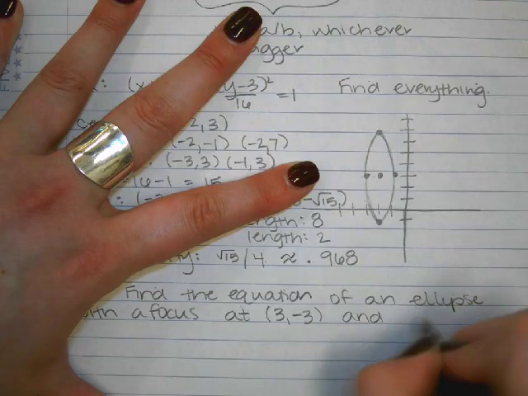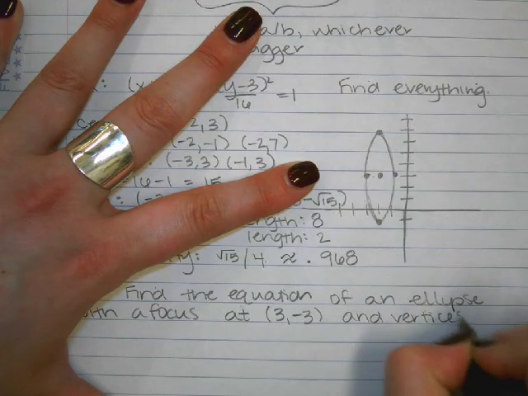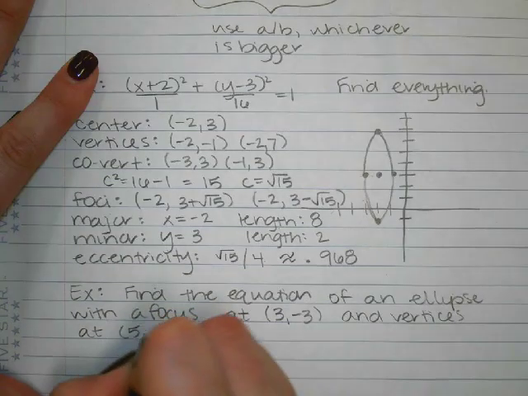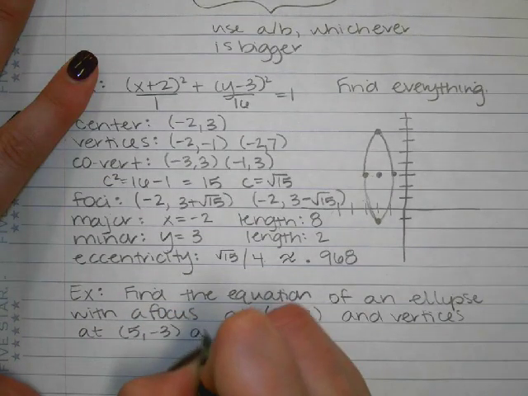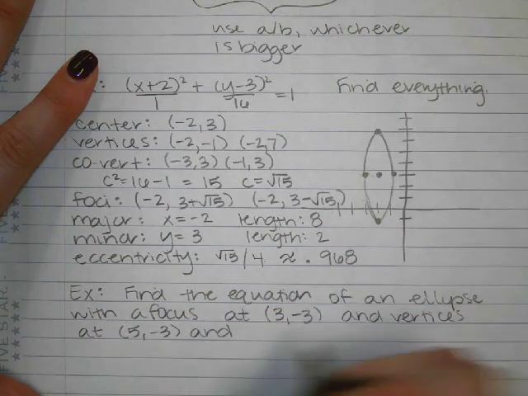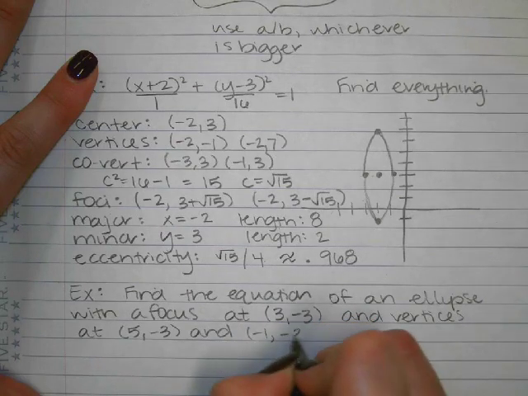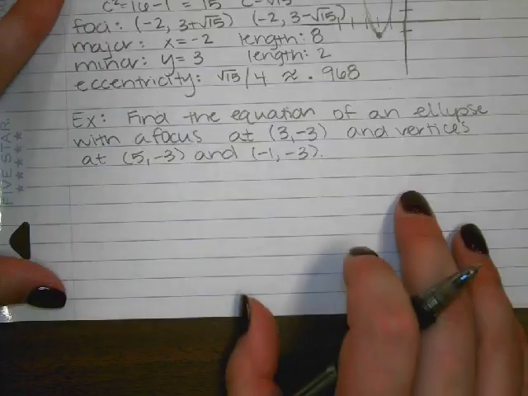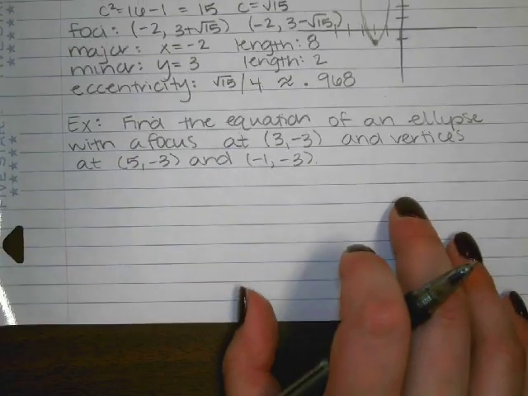And vertices at 5, -3, and -1, -3. Okay, so there's some information that we can get from this problem.